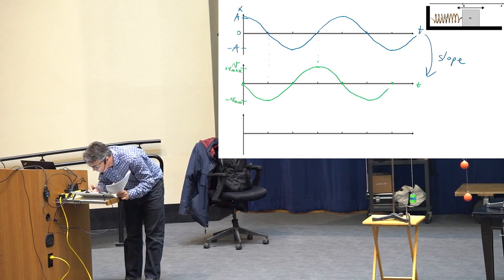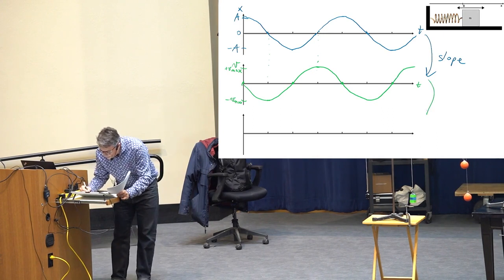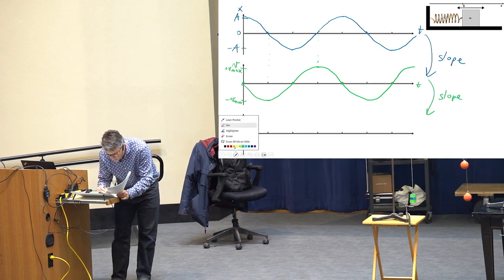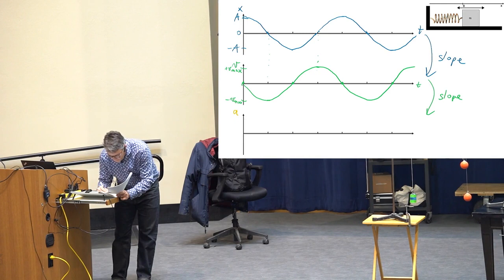Make sense? And then the slope of the velocity versus time curve. Do you know what that's called? Let's use orange. It's called acceleration. And then I guess there's going to be the same sort of thing: a max, plus A max and negative A max.